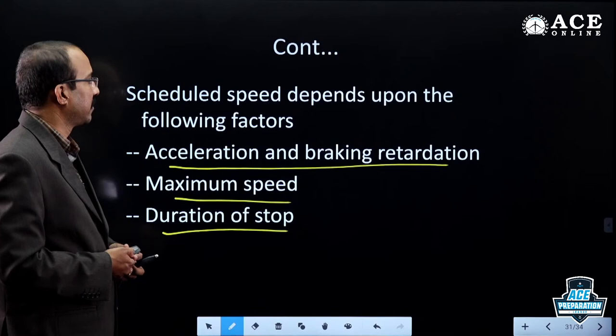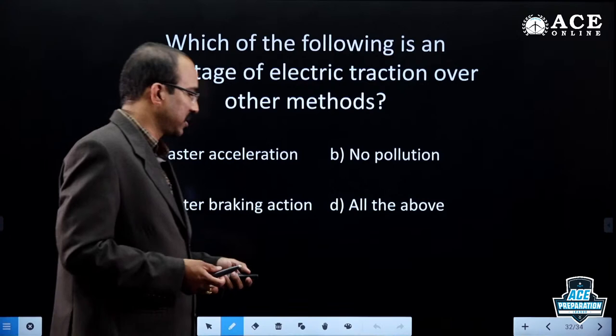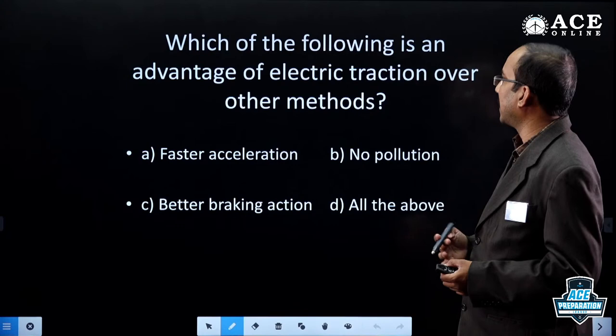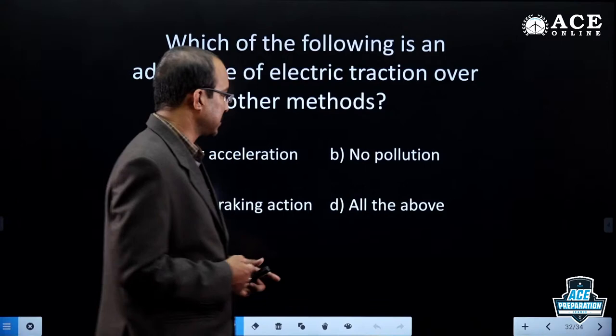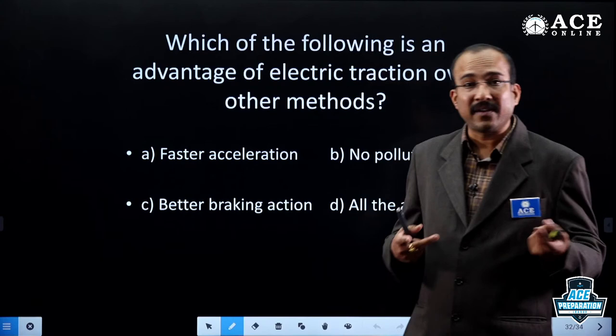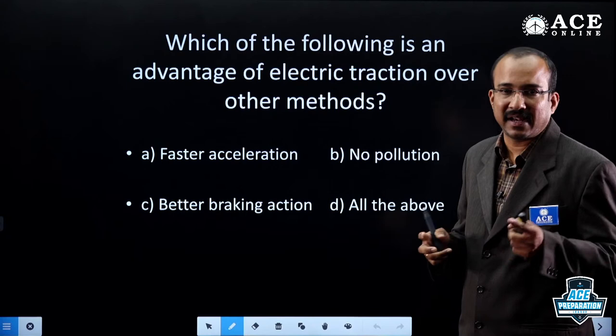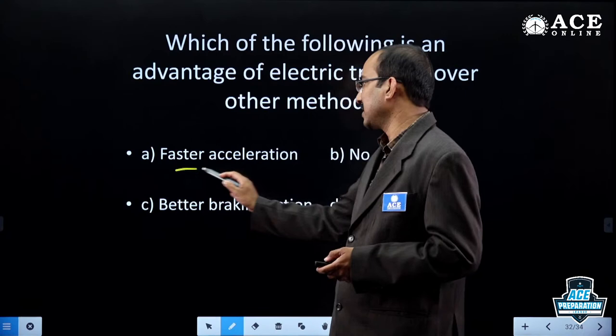So now, let us go through some objective questions like this. Which of the following is an advantage of electric traction over other methods? When you compare electric traction with other modes of transport, other tractions, we can say non-electric traction, what advantages will you get? You will get faster acceleration or not? Okay. By using electric traction, we will get faster acceleration. So this is also right. Faster acceleration you can get.